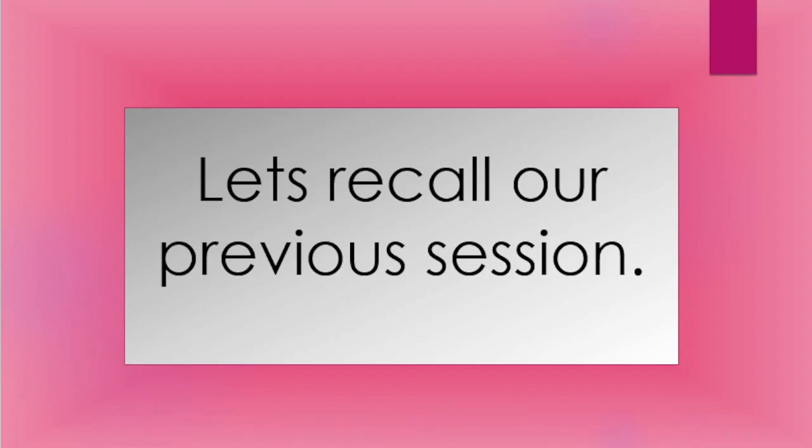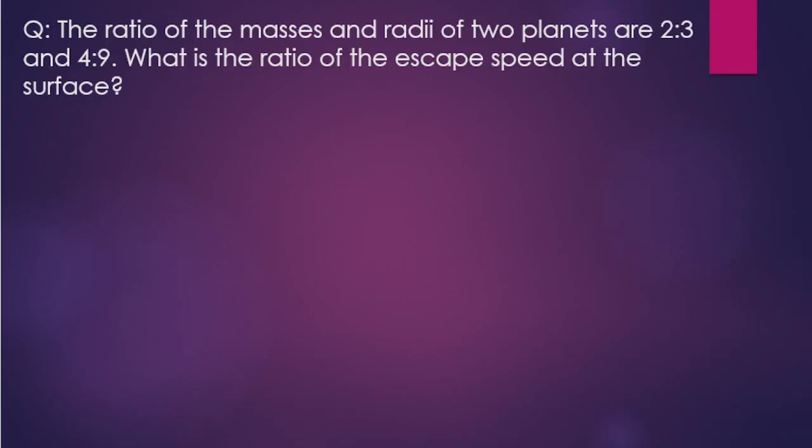So come on, let's solve today's question based on the previous day's discussion. The question states, the ratio of masses and radii of two planets are given. This is the ratio for the first planet and this is the ratio for the second planet. What is the ratio of their escape speed?